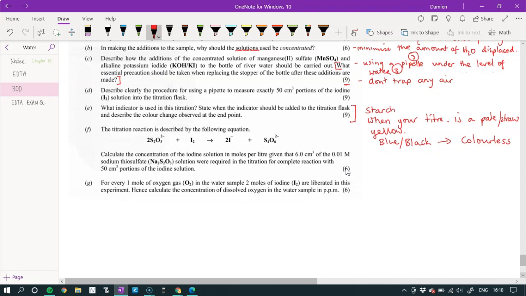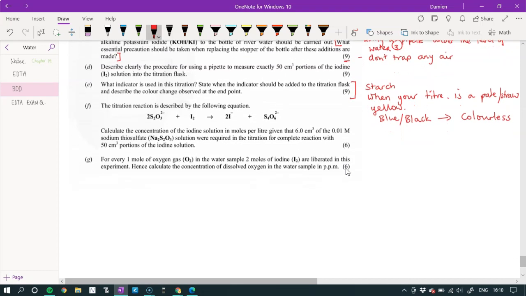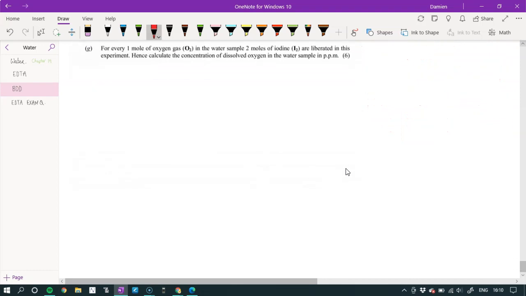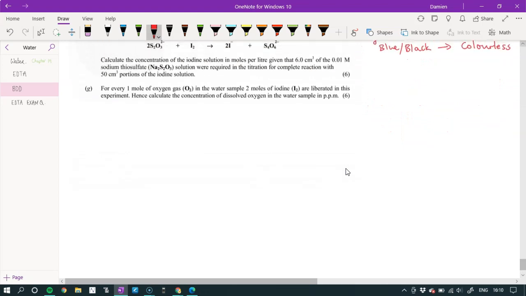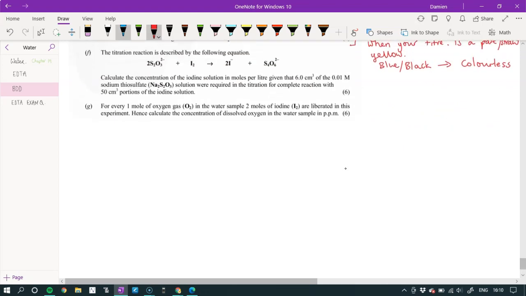Part F then is just the calculations. The titration reaction is described by the following equation. Let's go have a look at the calculations for this. So let's identify some of the details. We've got 6 cm cubed, we've got a 0.1 molar sodium thiosulfate solution, and it's 50 cm cubed portions of the iodine. And again, it's looking for us to calculate the concentration, so we're going to end up with molar here. So let's have a look at that.